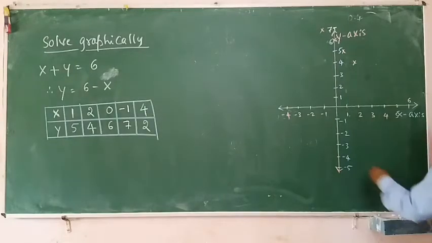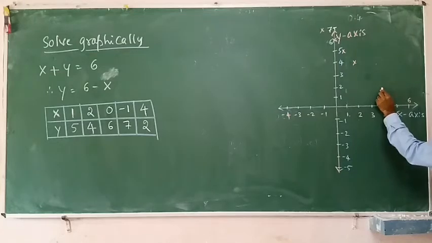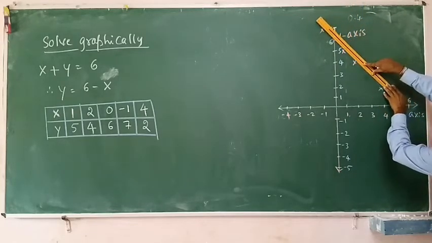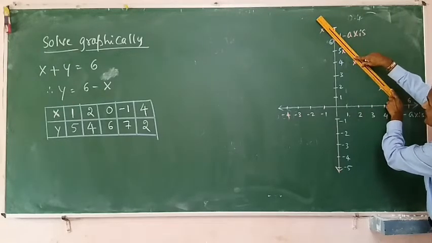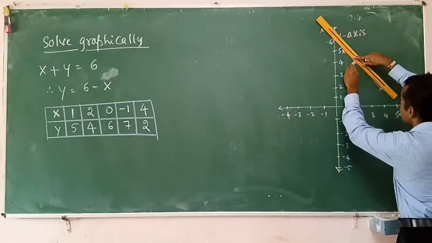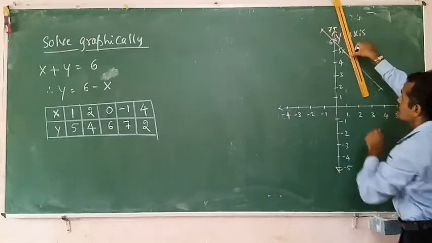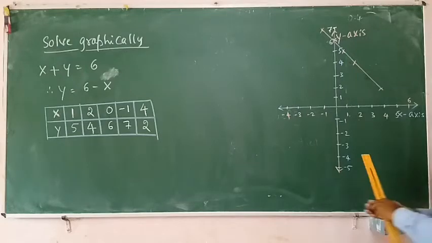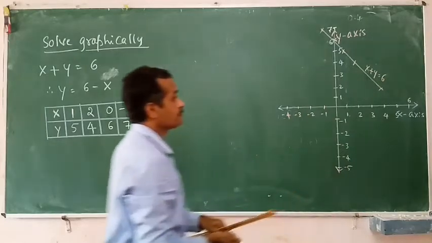X is equal to 4 is here. Y is equal to 2 is here. You can mark this point. And when you try to join them, you can find that all will be in a straight line. And when you join them, you are getting a straight line. This is the straight line for x plus y is equal to 6.